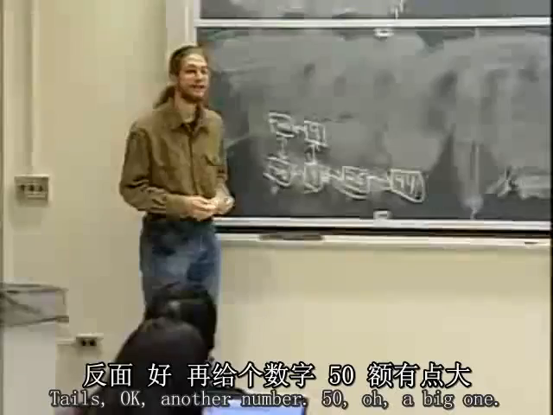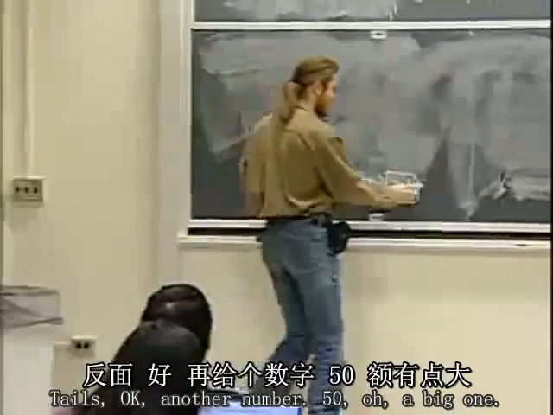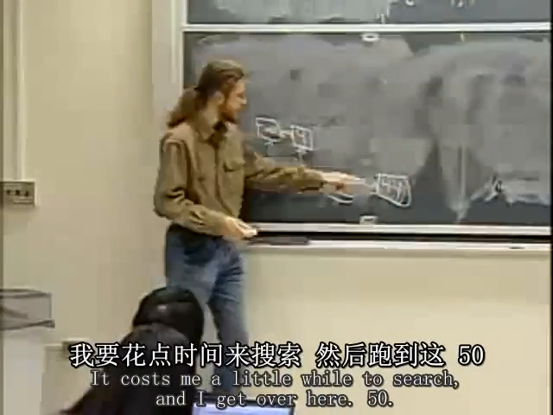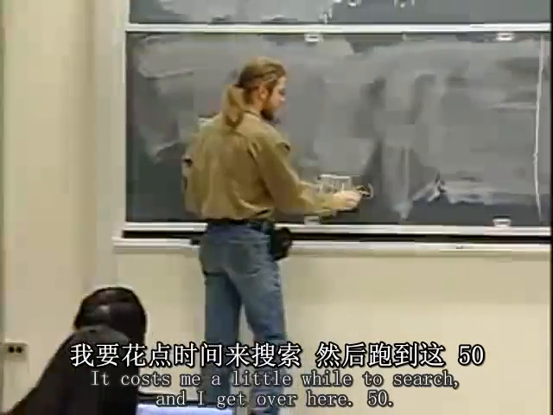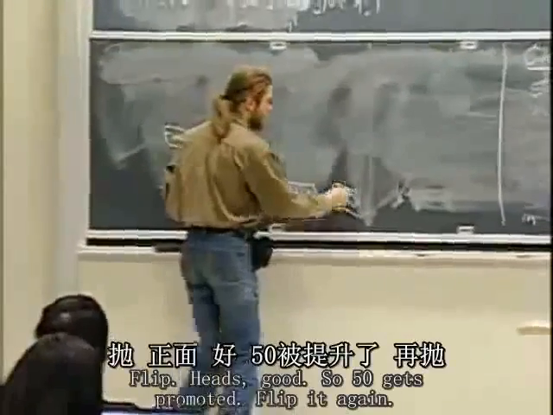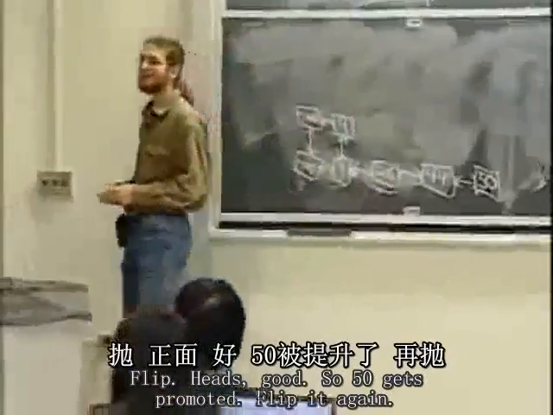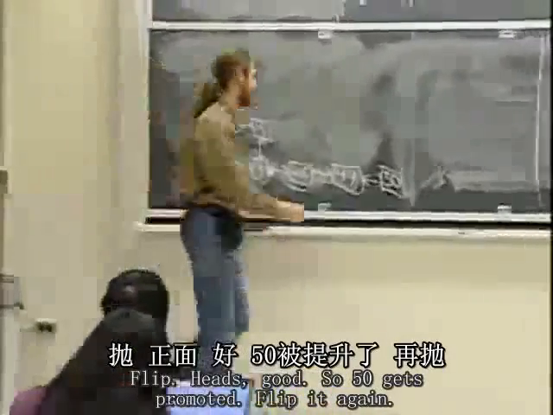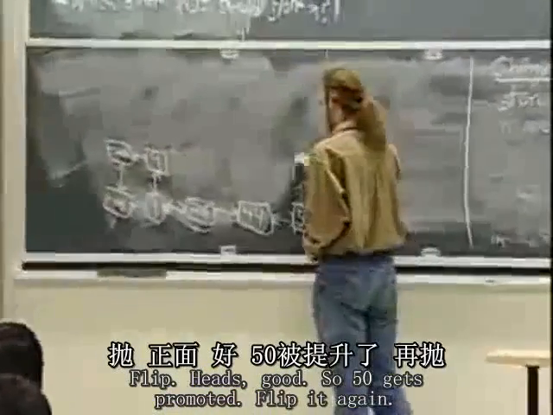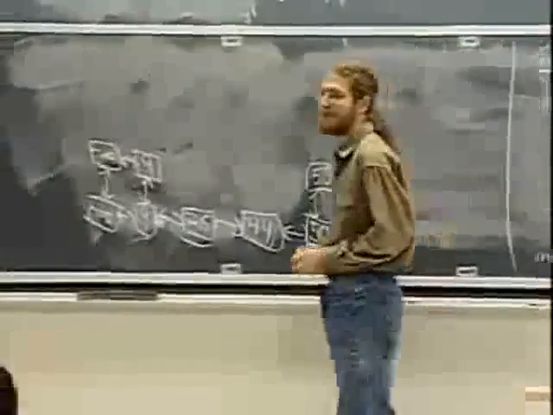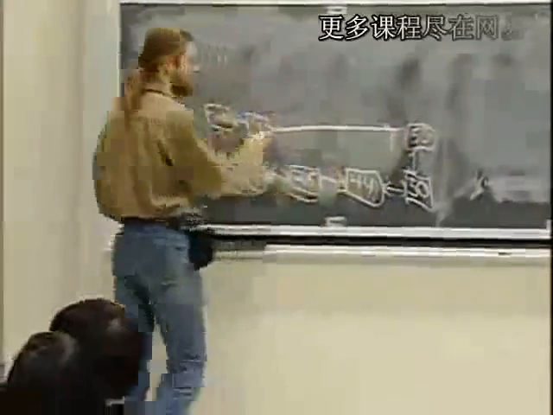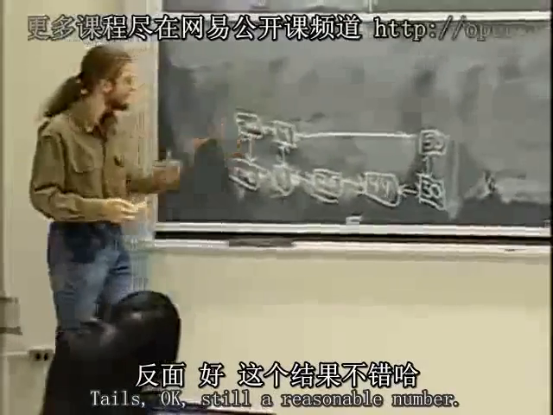50. Oh, big one. So I search. It costs me a little while to search. I get over here. 50. Flip. Heads. Good. So 50 gets promoted. Flip again. Tails. Okay. Looks still reasonable.